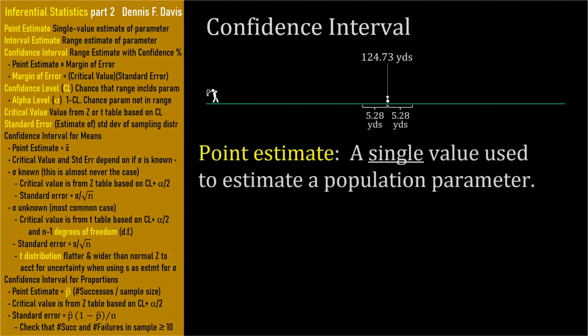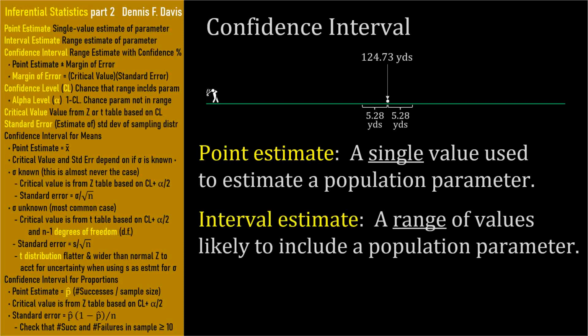This is called a point estimate. A point estimate is a single value used to estimate a target, usually a population parameter. Due to natural random variability between golf shots, we wouldn't expect the point estimate of 124.73 yards to exactly correspond to the target. So a point estimate by itself isn't very useful. We expect our point estimate to be close to the population parameter, but how close? That's a question answered by an interval estimate. An interval estimate is a range of values likely to include a target or population parameter.